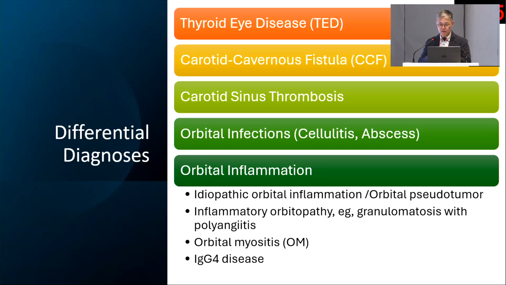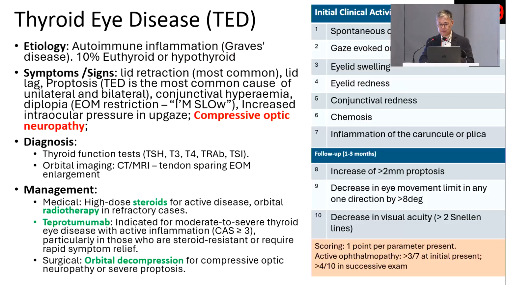don't forget this can happen in the orbit itself. And besides infections, you have a whole host of inflammatory conditions that can give rise to diplopia with a red eye, because if it's an inflammation, well, the eye is going to be red as well. So that will include things like idiopathic orbital inflammation, or what was once known as orbital pseudotumor, any inflammatory orbitopathy such as granulomatosis with polyangiitis, orbital myositis, and the flavor of the last couple of years, IgG4 disease.